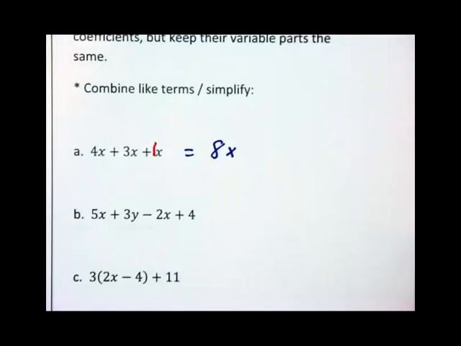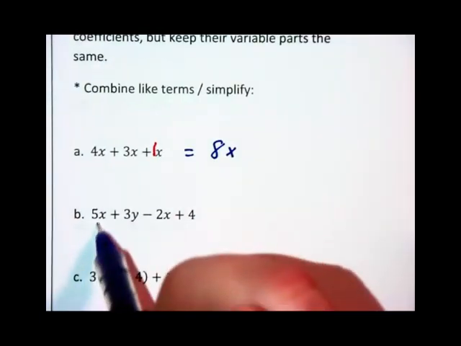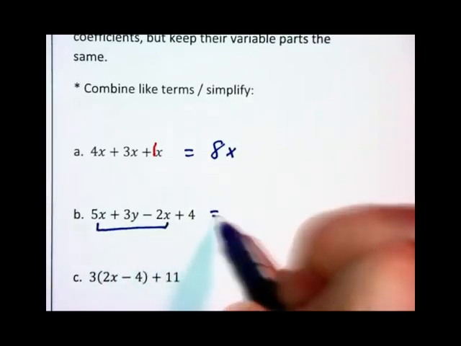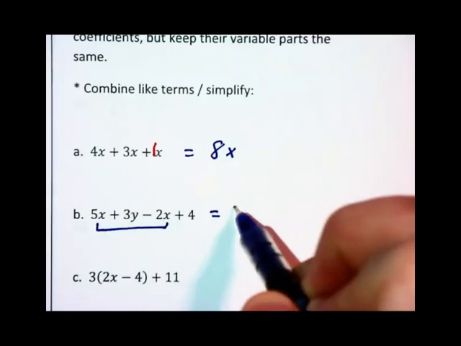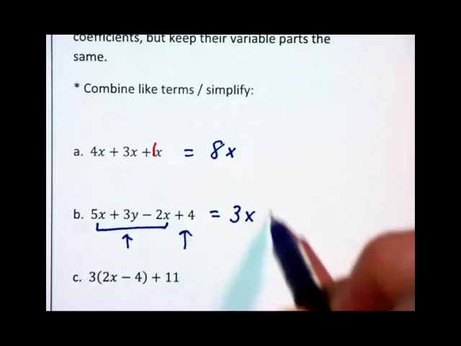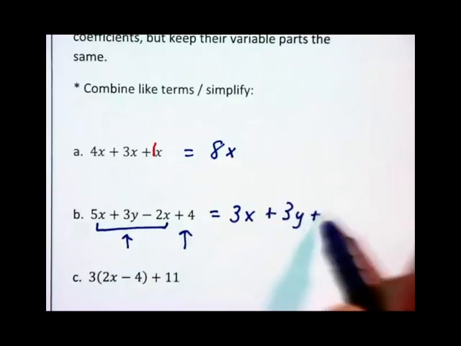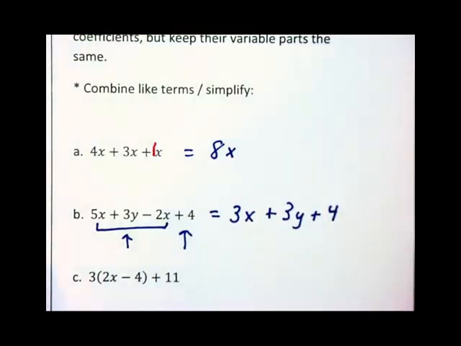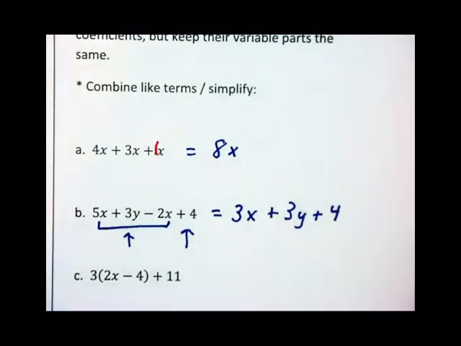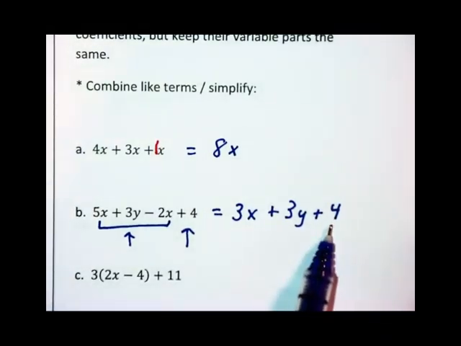In the second problem, 5x and 2x are considered to be like terms and can be combined together, and 5 minus 2 makes 3, so we'd have 3x plus the 3y and plus the 4. And that's as far as that expression can go, because we do not have like terms. The 3x and the 3y do not have the same variable part, and the 4 does not have a variable on it at all, so none of these can be combined together, and that would be our answer. Nothing else can be done.